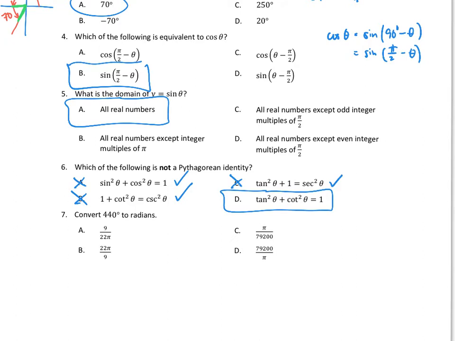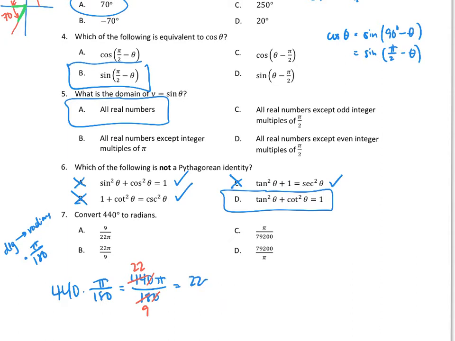Now, finally, number 7 here, we want to convert degrees to radians. So earlier I told you how to convert from radians to degrees. If we want to go from degrees to radians, we multiply by pi over 180. So when we take 440 and multiply by pi over 180, we can reduce this fraction. We get 440 pi divided by 180. We can divide top and bottom by 10. We can divide top and bottom by 2. That gives us 22 over 9. And so our answer is 22 pi divided by 9. So choice B.